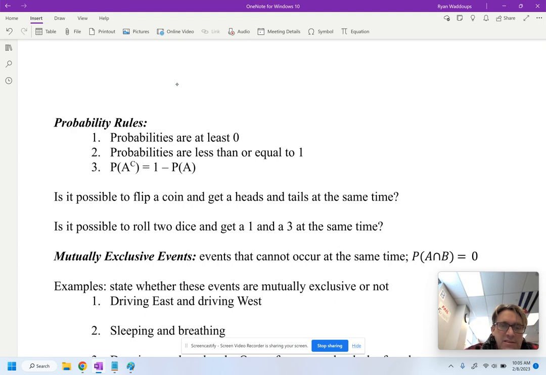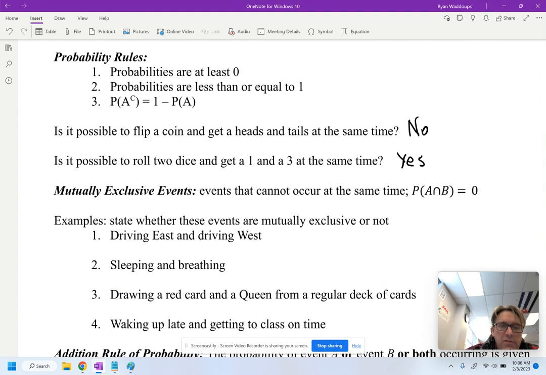Is it possible to flip a coin and get a heads and tails at the same time? No. Is it possible to roll 2 dice and get a 1 and a 3 at the same time? Yes, unless you're talking about the sum. You can't get a 1 as a sum. So I'm assuming a 1 on one die and a 3 on the other. Yes, that's possible. Mutually exclusive events: events that cannot occur at the same time. In other words, the probability of A and B happening together is equal to 0.